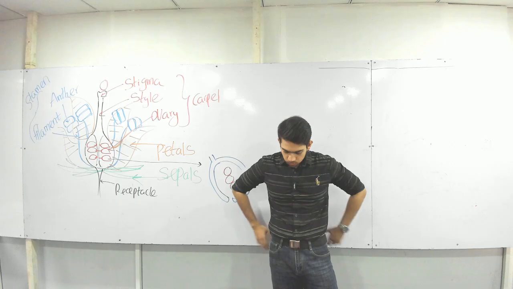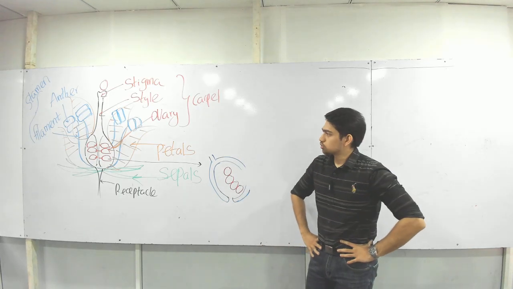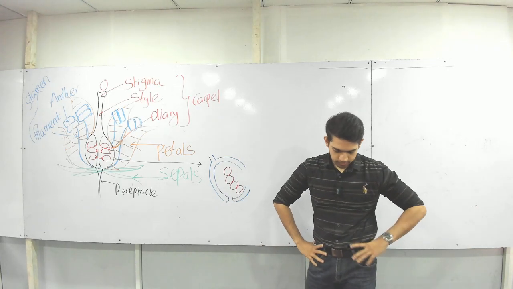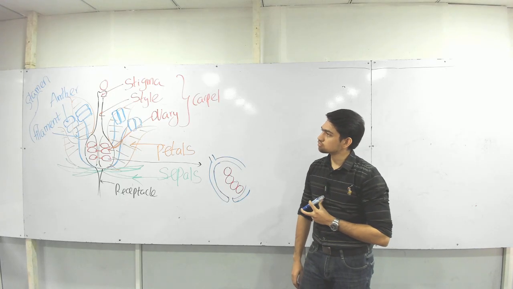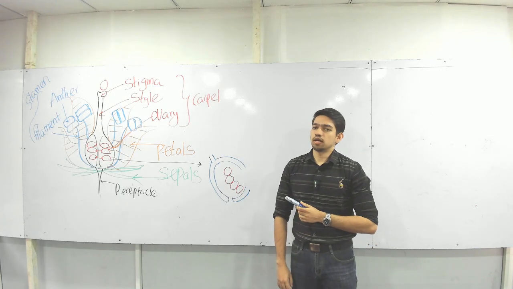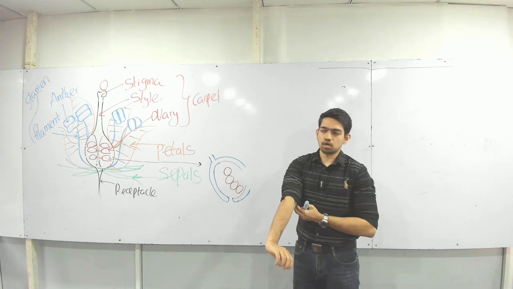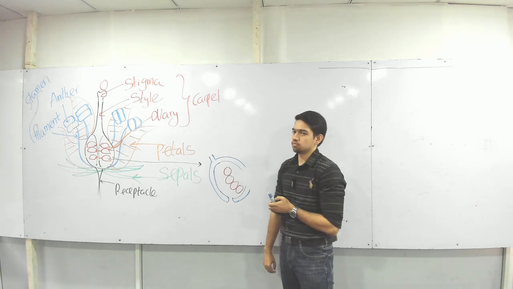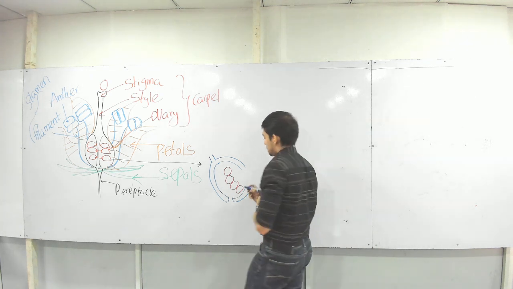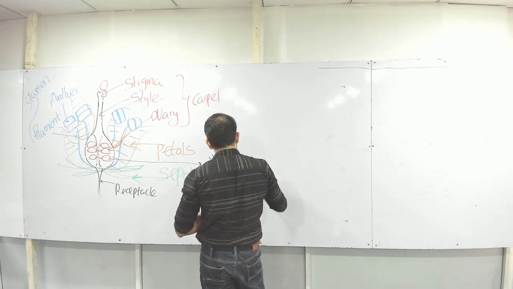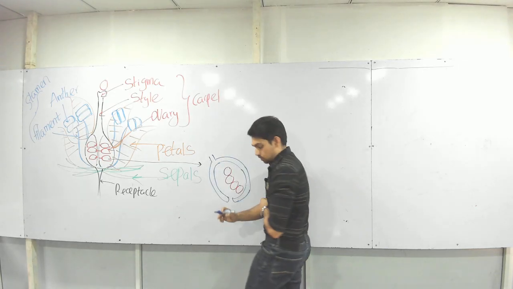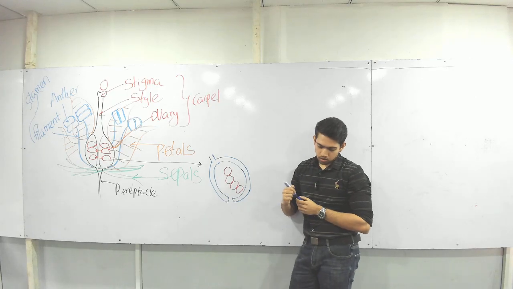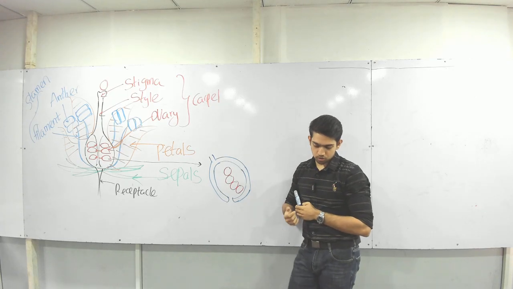Coming to anther, anther is made up of microsporangia or pollen sacs. We'll talk about the inside of an anther. Inside anther, you have microsporangia. Microsporangia have a special name that we give, called pollen sacs. I'll come back there. Keep reading. Containing diploid microspore mother cells which produce haploid microspores by meiosis.